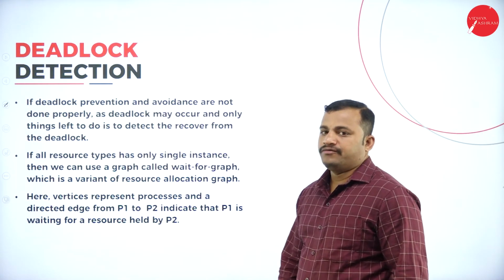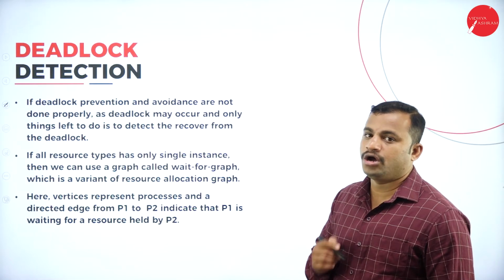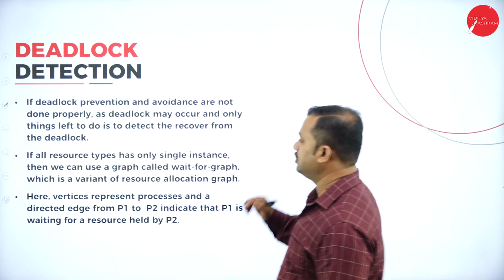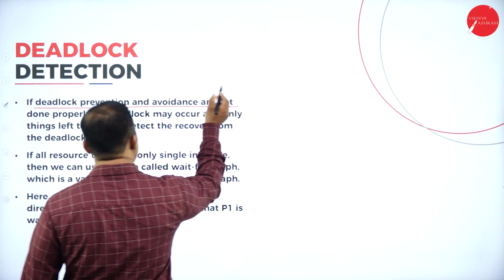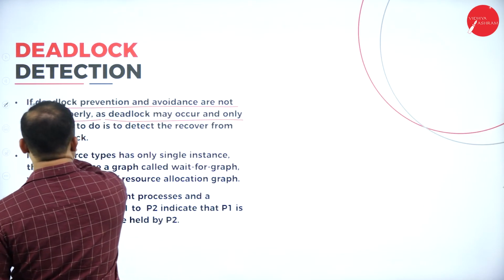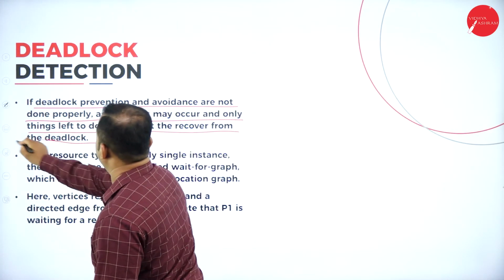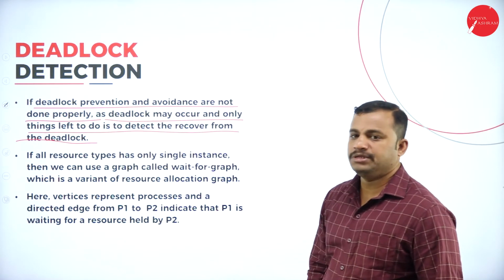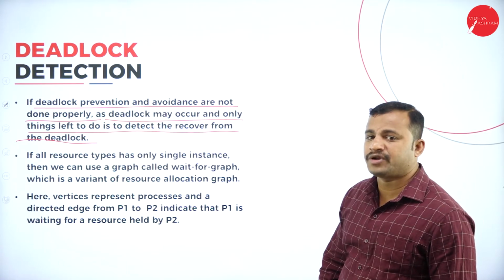Deadlock detection. We have used deadlock prevention and deadlock avoidance. How are deadlocks detected? If deadlock prevention and deadlock avoidance are not done properly, a deadlock may occur, and all that is left to do is to detect and recover from the deadlock. That means recovery of deadlock.